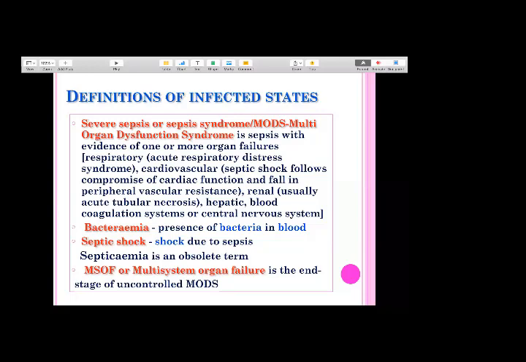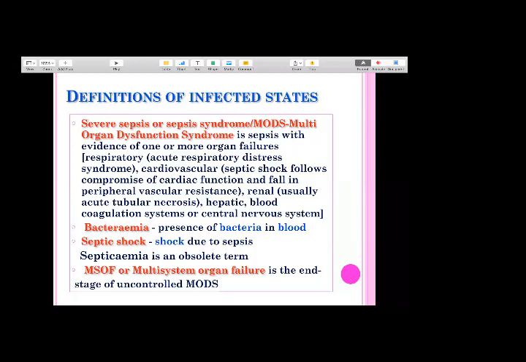Bacteremia is the presence of bacteria in blood. And septic shock is shock due to sepsis. These are basic definitions of the infected states that are commonly used and you will see in your books as well. Note that septicemia is an obsolete term. It used to be used commonly, but now it's not. More often you will see bacteremia and septic shock.